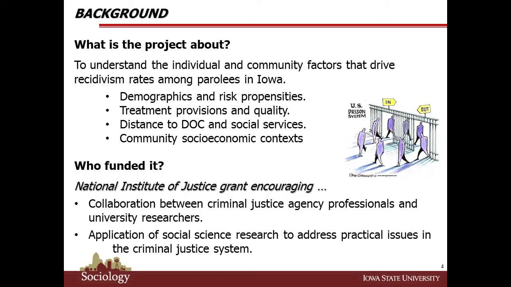We had treatment provisions and the quality of the treatments that offenders receive. We had the driving distance to the Department of Corrections and to main parole and probation offices. We had driving distances to various social services offered across the state. We had residential community location and census variables, most of them measuring wealthy, underprivileged, and workforce kinds of variables about communities where offenders were residing upon release.